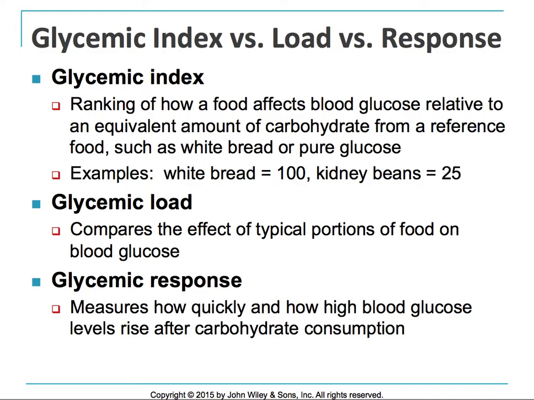Glycemic index is sometimes used by diabetics to understand how a particular food is going to affect their blood glucose once they eat it. The higher the glycemic index, the larger the effect. An example here is white bread having a glycemic index of 100 and kidney beans having a glycemic index of 25. So in this example, the white bread would have a much more severe impact on an individual's blood glucose than the kidney beans.